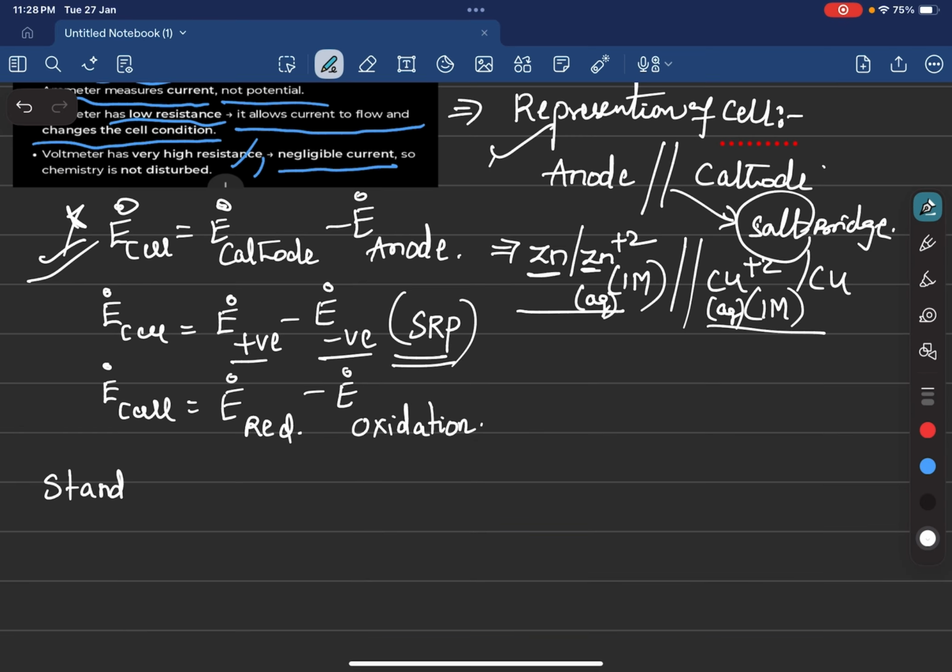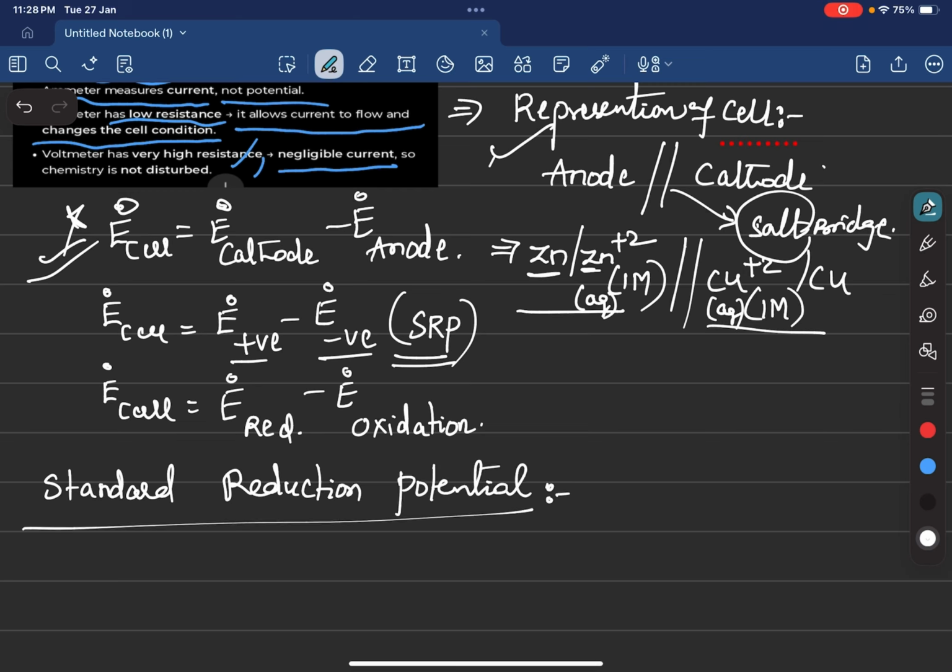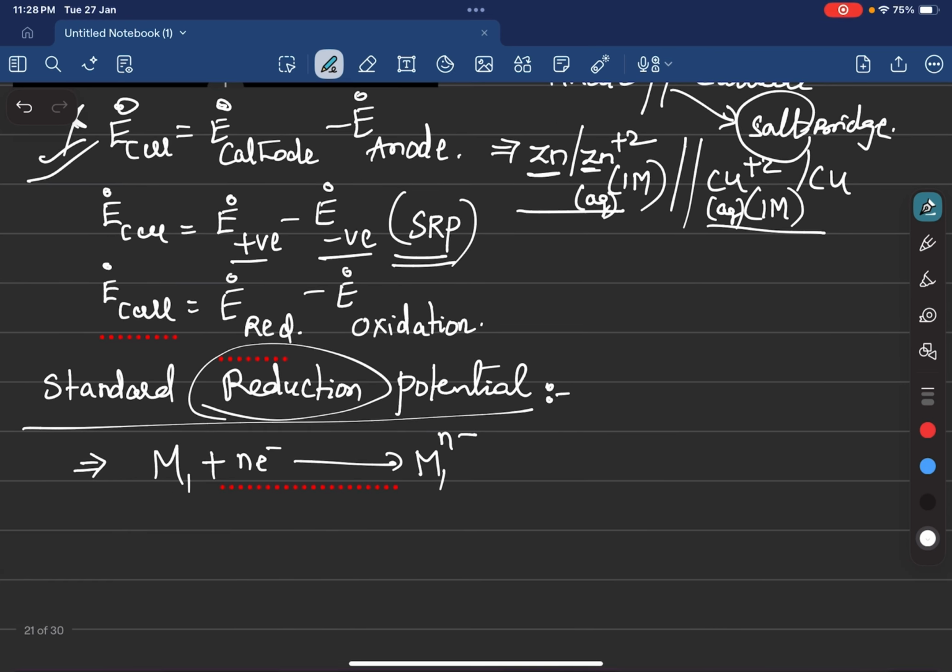Standard reduction potential. Standard reduction potential means how effectively the element undergoes reduction, in a simple way to understand. These values are all given based on reduction tendency, not oxidation tendency, even for a metal. If you take M1 plus n electrons and convert it into M1 n minus, this is just a reduction process. M1 takes n electrons and is converted into M1 n minus. The second metal, M2, takes n electrons and is converted into M2 n minus. So both are reduction values only.